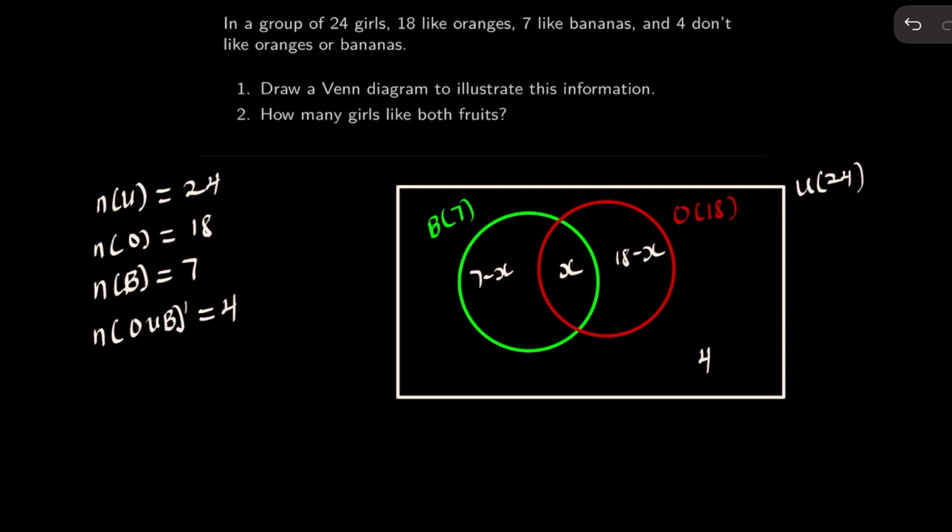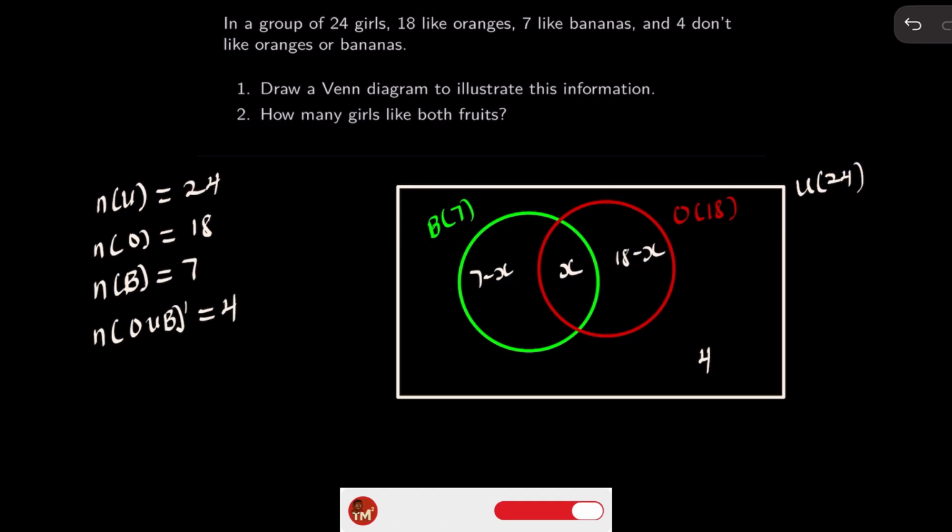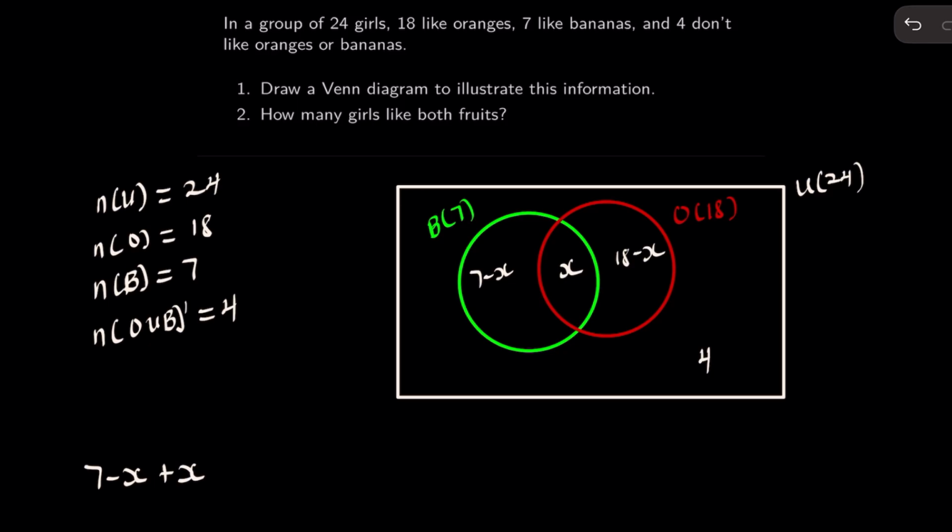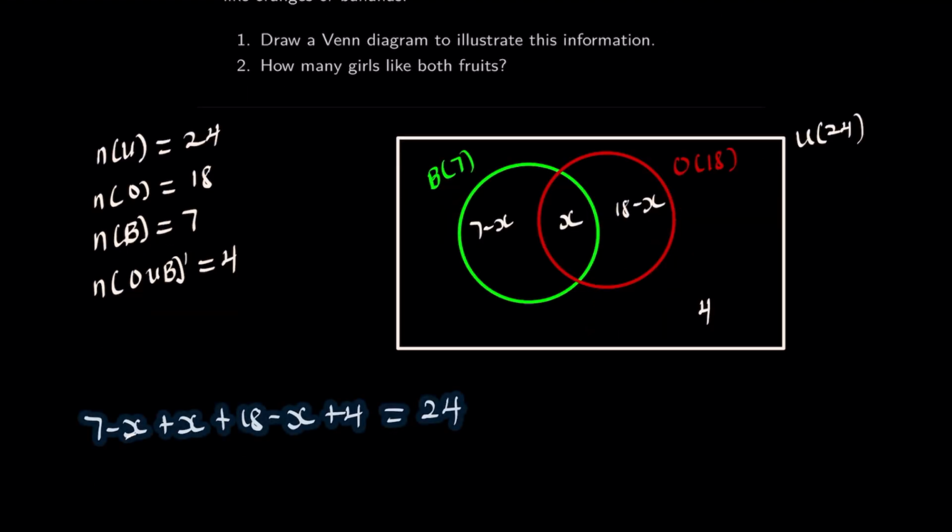Now let's solve for X. That's the number of girls who like both bananas and oranges. So as we did in the first example, when we sum all these guys, we should get the universal set U. So you're going to have 7 minus X plus 18 minus X plus 4 should be equal to 24. Now let's solve for X. And so here these two guys will cancel out. So you're going to be left with 7 plus 18 minus X plus 4 is equal to 24.